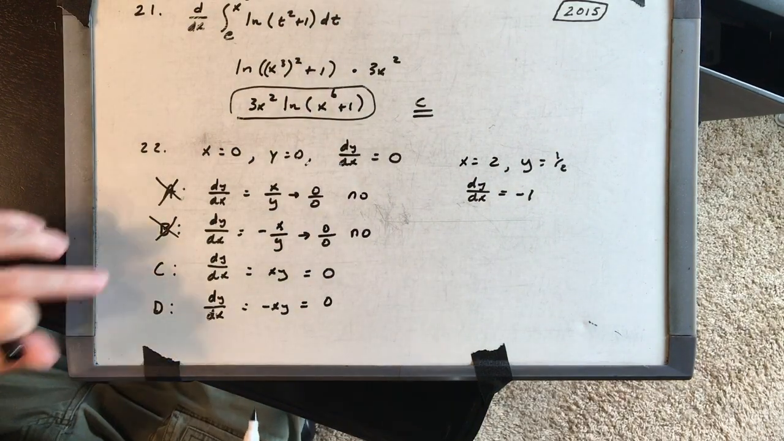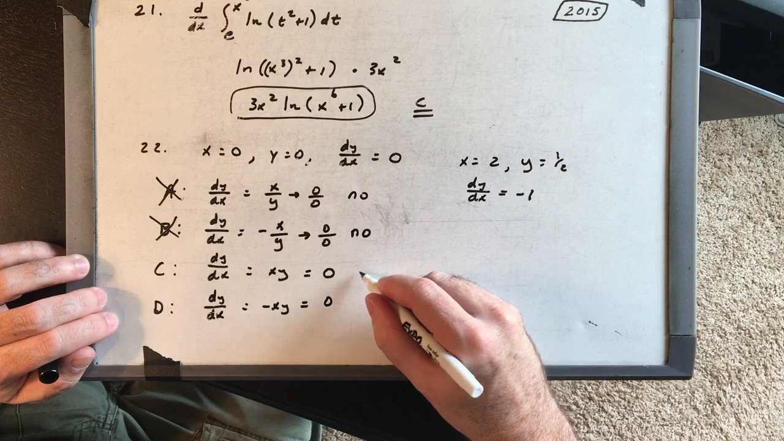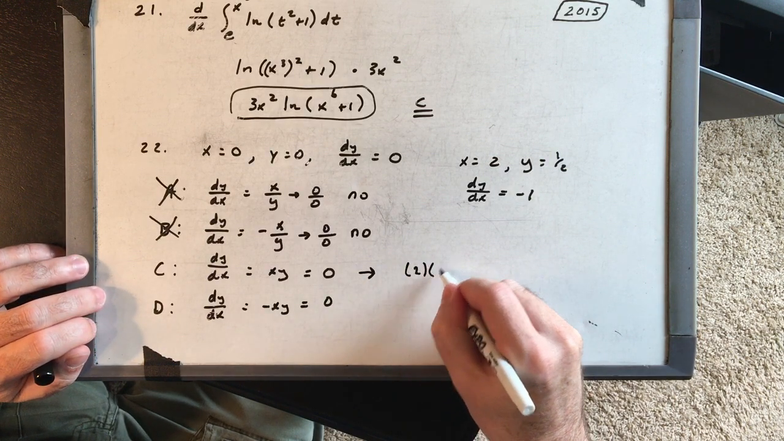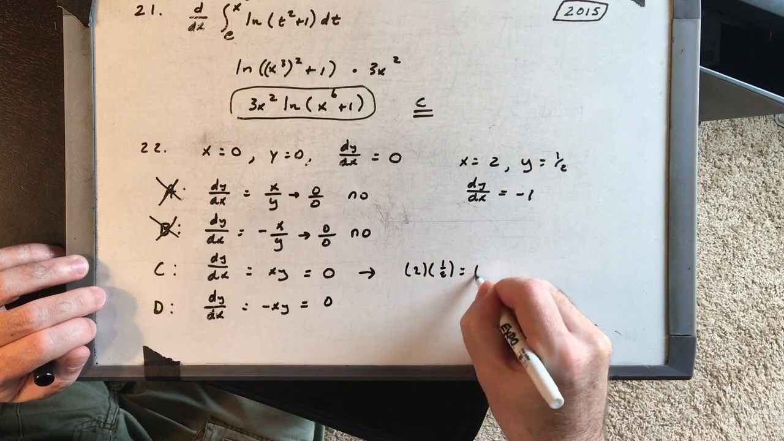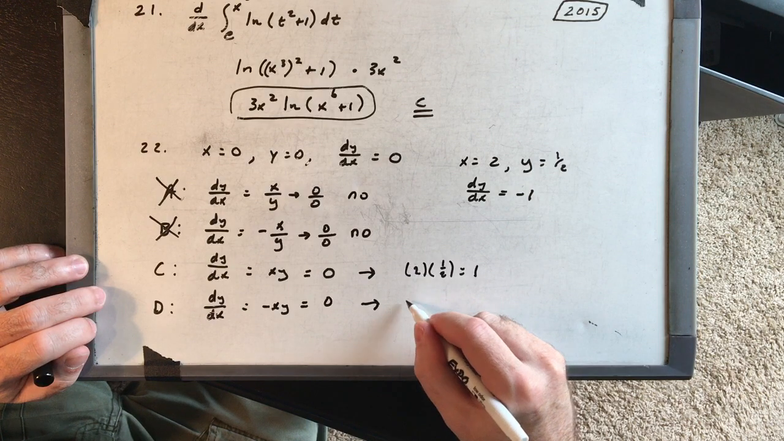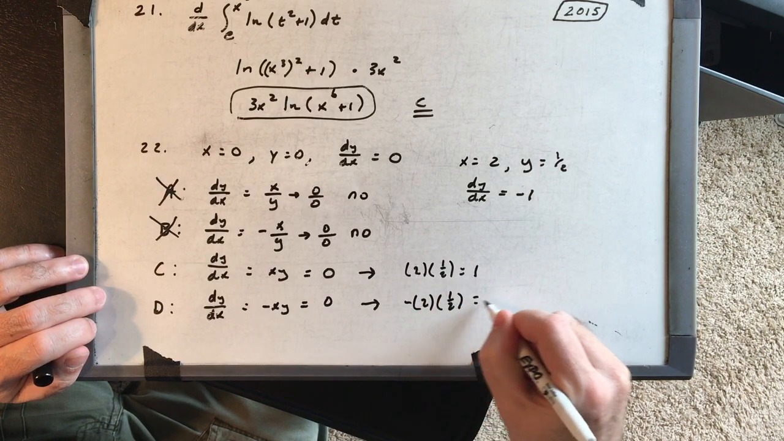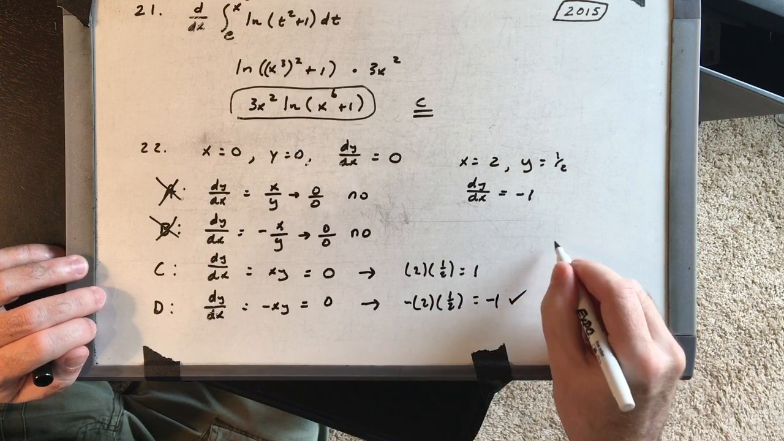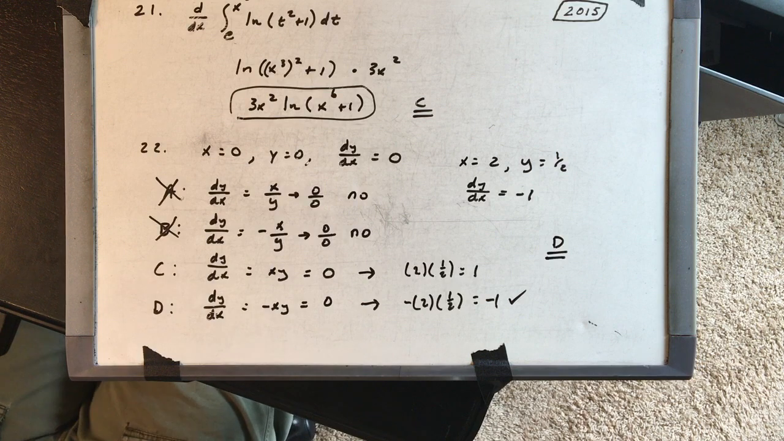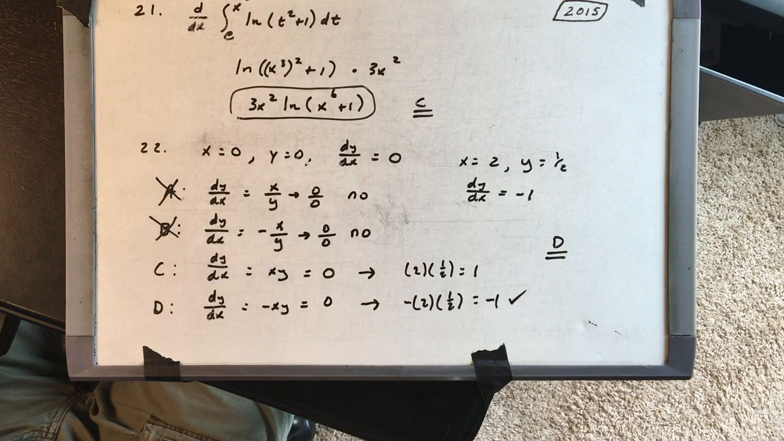So let's see if C or D satisfies that. If you plug in on C 2 times a half, you get 1. So that's not it. That's not negative 1. But if you plug in negative 2 times a half, that does equal negative 1, which is it. So the answer is D. Very much a trial and error process. This would be another good one for you to star and go back and study as the test draws near.